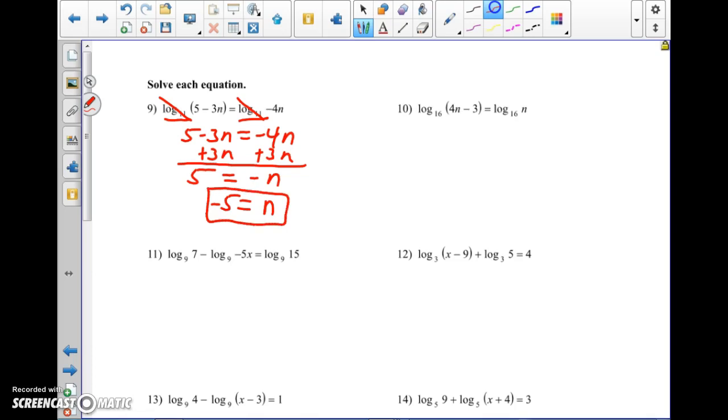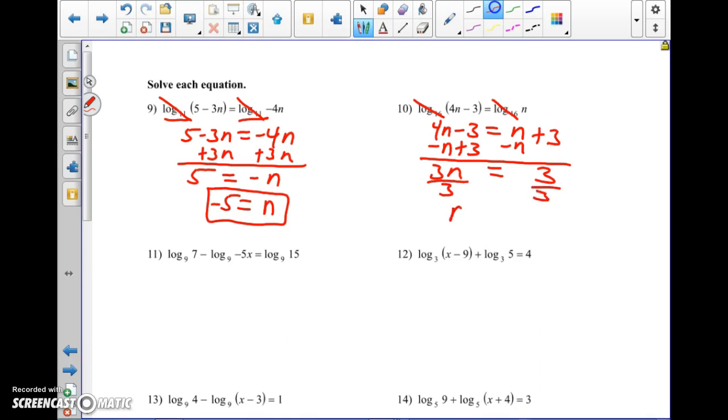On problem 10, the same thing applies. There are log 16s on both sides. So drop these both. They cancel simultaneously. You get 4n minus 3 equals n. Now solve for n. Subtract n from both sides and add 3 to both sides. You get 3n equals 3. Divide both sides by 3. n equals 1 is your final answer.